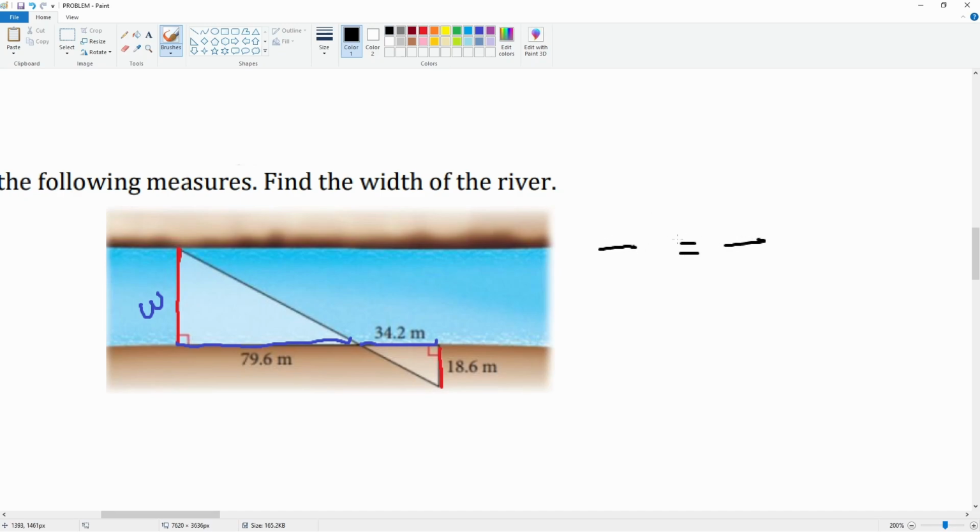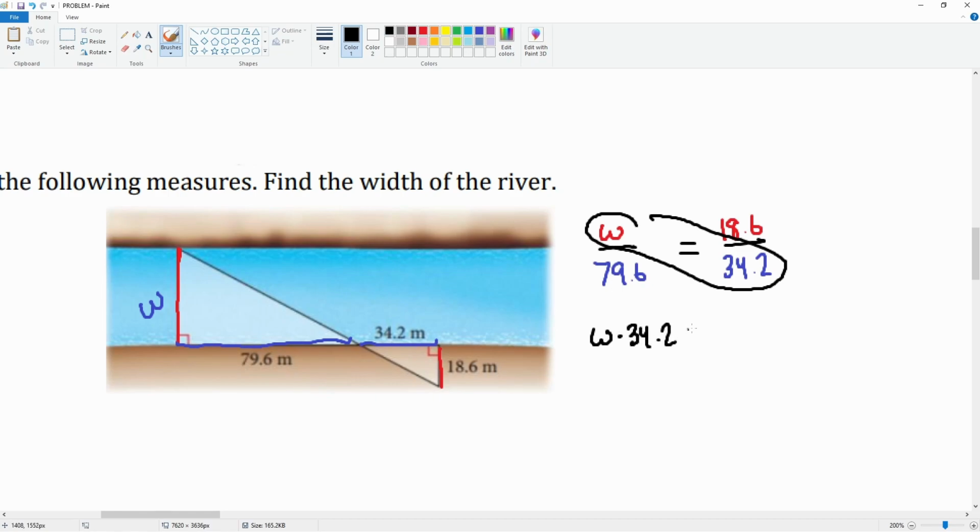Here's your proportion, the ratio equaling another ratio. We have the width, which is red. We don't know that. Then we have the blue, which is from the shore, which is going to be 79.6. Then we have the other part, 18.6. And then we have the 34.2, right? Red over blue. Now we can cross multiply. W times 34.2 is equal to 18.6 times 79.6. Okay, this is 34.2.